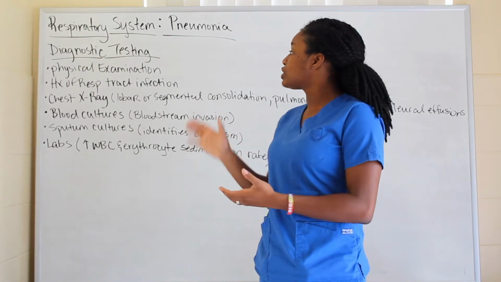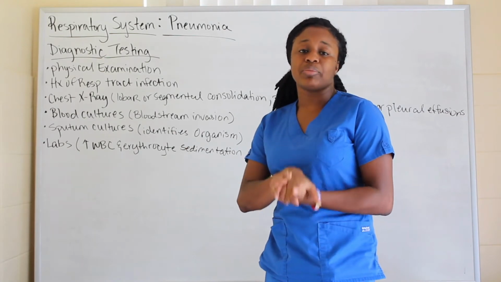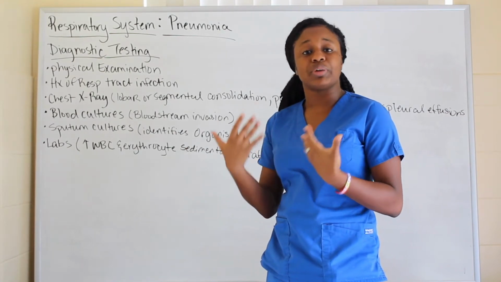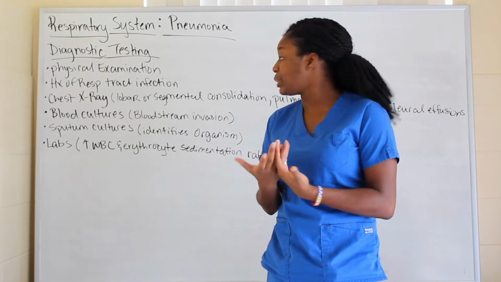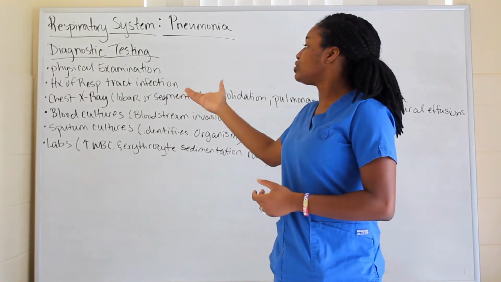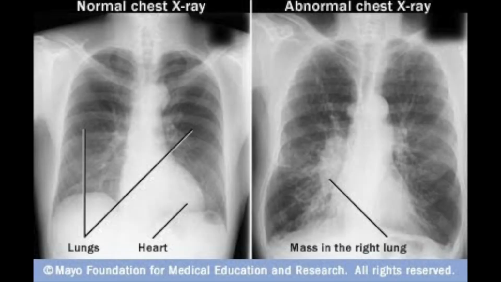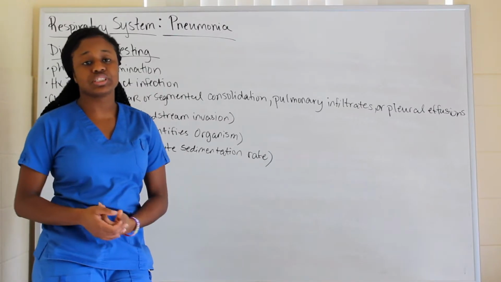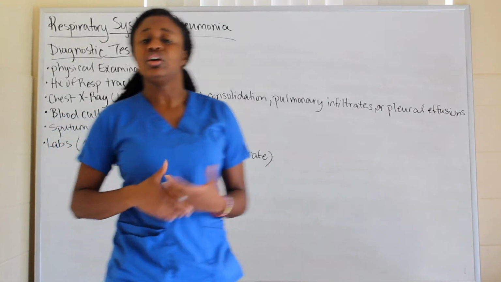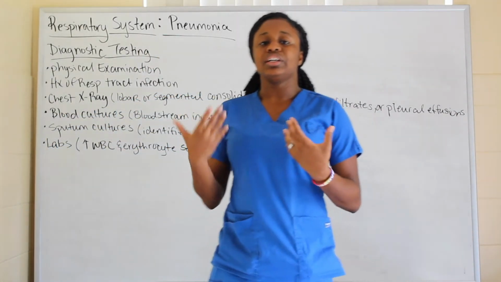So, of course, your patient is also your best guide in knowing information about the patient, because who knows yourself better than you? Also, you can do your chest x-ray. On a chest x-ray, you may see a lobar or segmental consolidation, pulmonary infiltrates, or pulmonary effusions. All those things you will see on the chest x-ray.